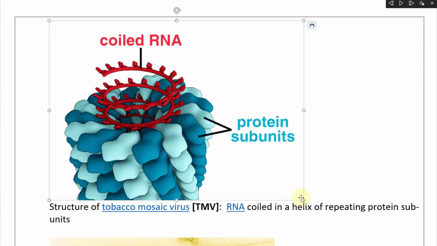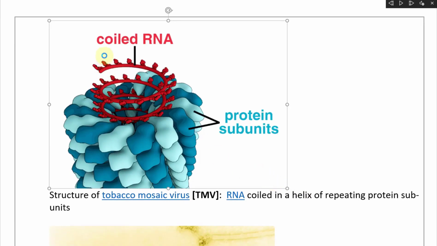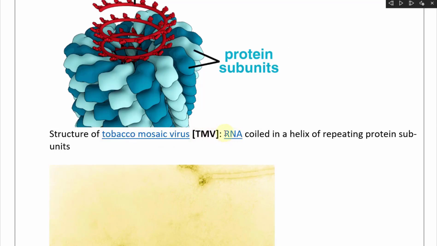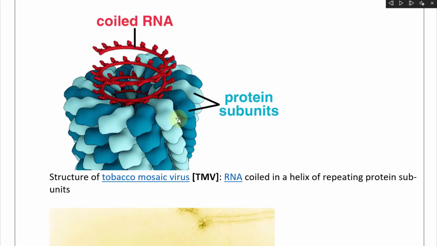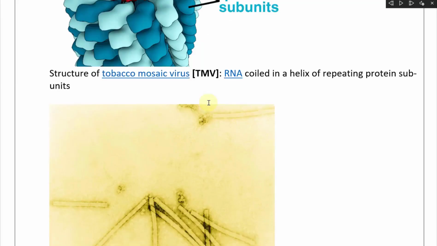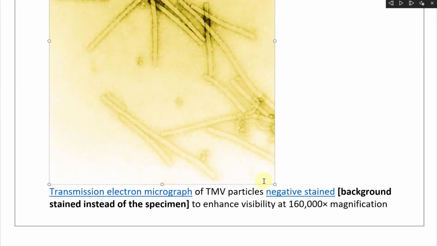All right, so here's the structure of some of these so-called viruses. As I said again, this is basically DNA or RNA bundled around proteins or fats, etc. The structure of tobacco mosaic virus, or TMV, has RNA coiled in a helix of repeating protein subunits. You have coiled RNA like this, and some protein subunits. And this is supposedly a virus.